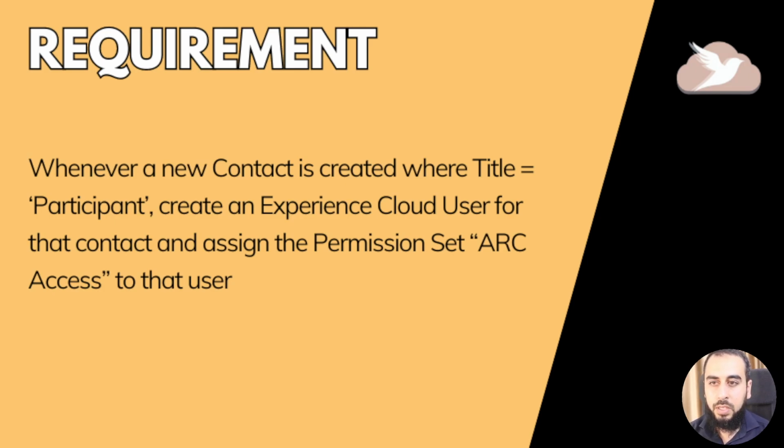So the requirement is that whenever we have a new contact created or updated where the title equals participant, we need to create a user for that contact, and we need to give them the permission set arc access. I'm just taking an example permission set. You can use any other permission set for that case.